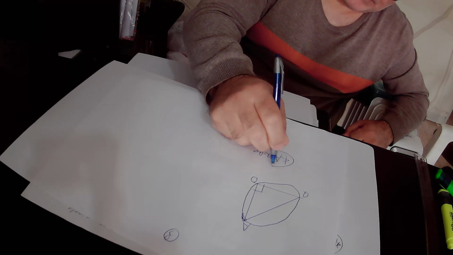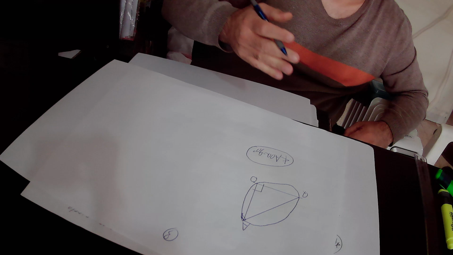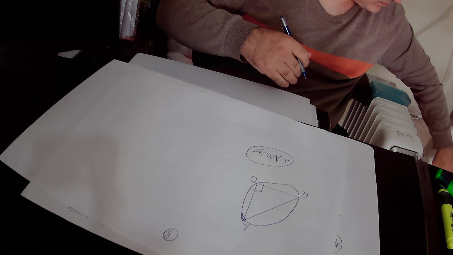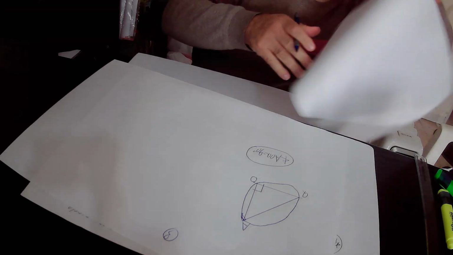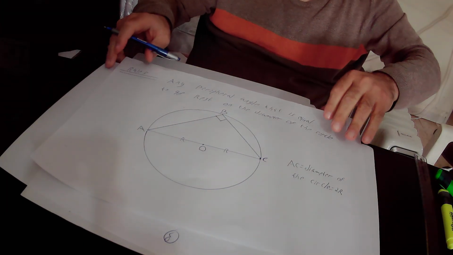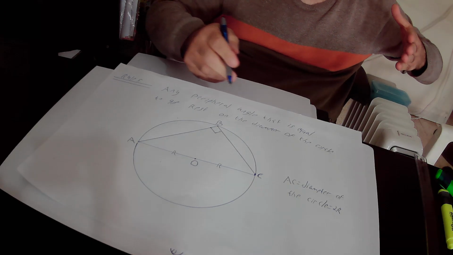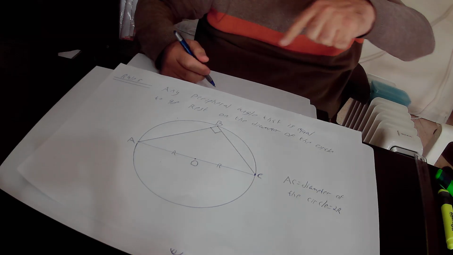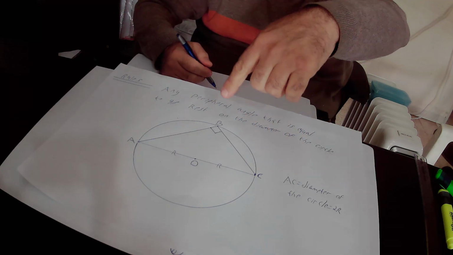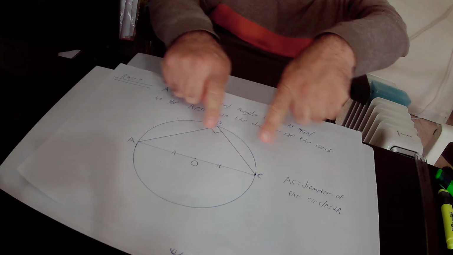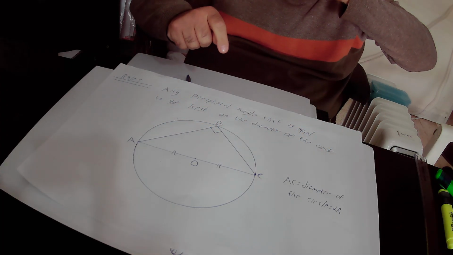And we have rule number 5 that states that any peripheral angle that is equal to 90 degrees must rest on the diameter of the circle. I'll repeat again. According to rule number 5, any peripheral angle that is equal to 90 degrees rests on the diameter of the circle. This peripheral angle ABC equals 90 degrees, therefore it rests on the diameter of the circle. AC is the diameter of the circle.